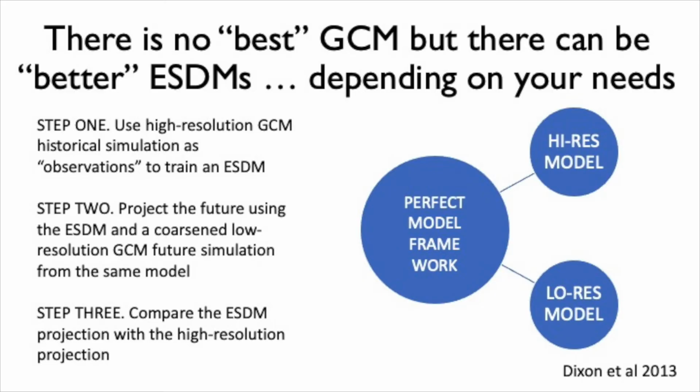We use a GCM that has been run at 25 kilometer resolution, which is incredibly high. And then we take that output and we coarsen it to a typical GCM, about 250 kilometers per side. We treat the high resolution GCM as observations, and we train the statistical downscaling models on the high resolution GCM in the historical period. So you've got a trained statistical model, and then you give it the coarse future projections, just like you normally would. And then you get downscaled high-resolution future projections.